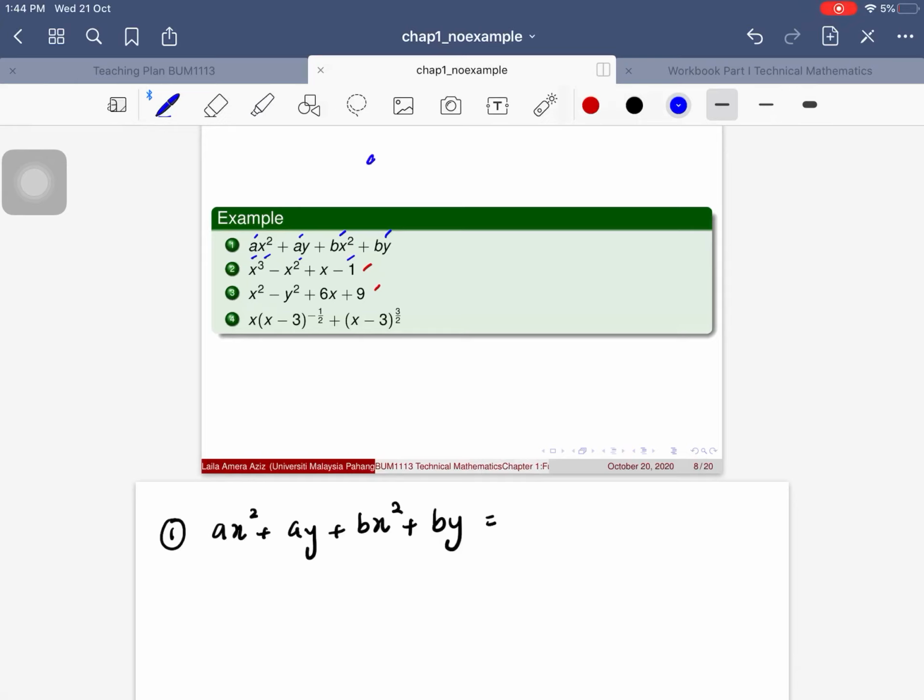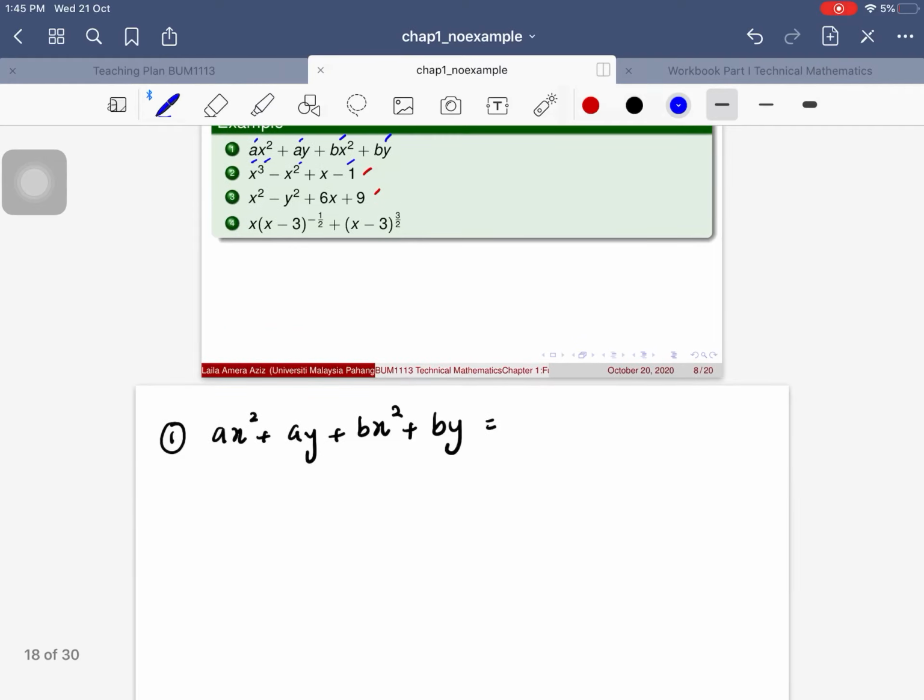If I factorize a, I'll end up with x squared plus y, and b multiplied by x squared plus y. Okay, so that is one way to factorize. Or I can factorize the x squared, for which I will get a plus b, and y is going to be a plus b. So actually both of them would work. Either way, which one you use is going to give you exactly the same answer.